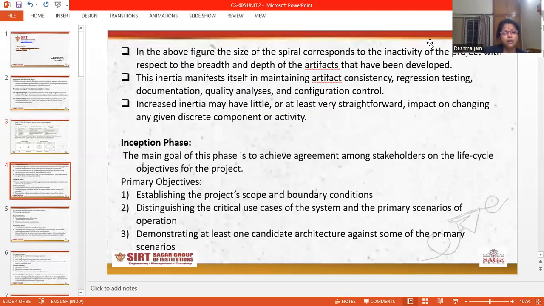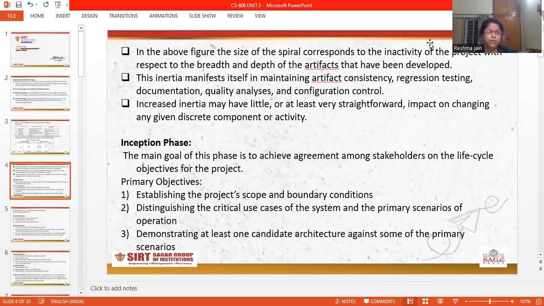Next, in our figure, the size of the spiral corresponds to the inventory of activity with respect to the breadth and depth of the artifacts that have been developed. This manifests itself in maintaining artifact consistency, regression, documentation, quality analysis, and configuration control. An increase may have little or at least a very straightforward impact on any given discrete component or activity.